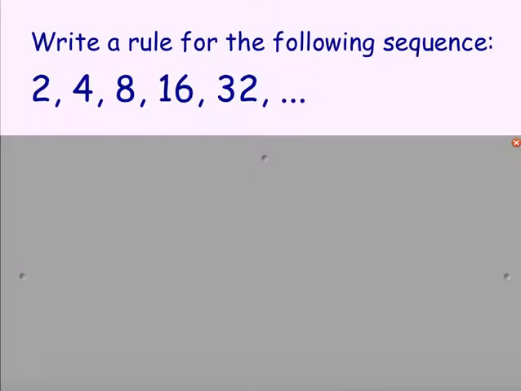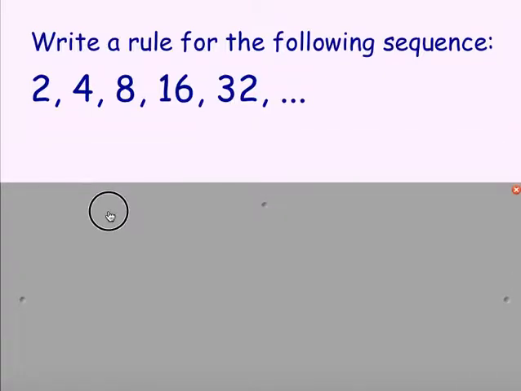Now, let's try and write a rule for this sequence that we saw just a minute ago. 2, 4, 8, 16, 32. If you remember, between our 2 types of sequences, arithmetic or geometric, this has a constant ratio. We are multiplying by a certain amount each time, so this is geometric.